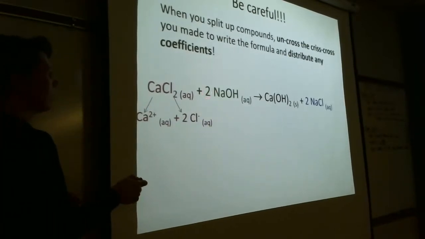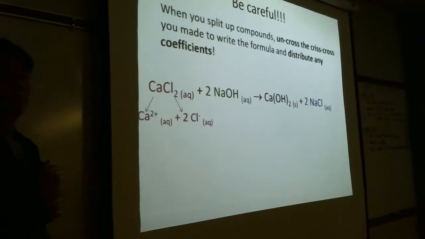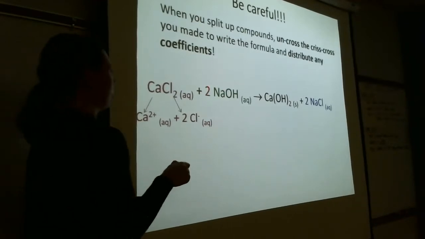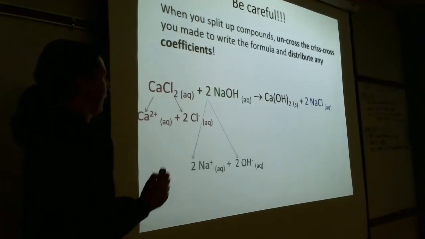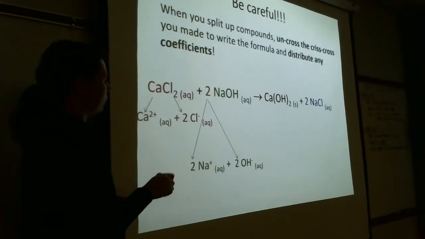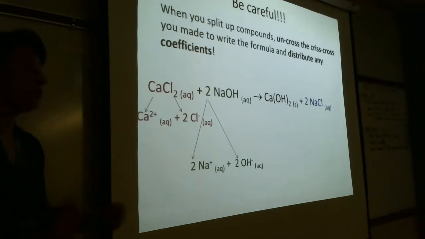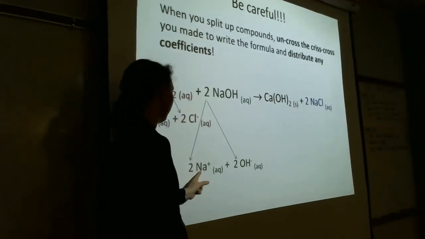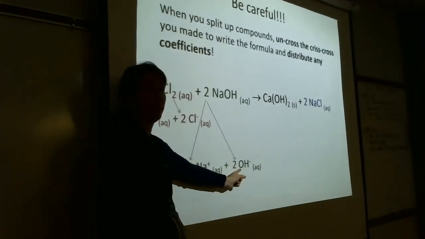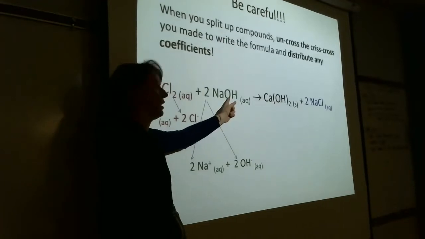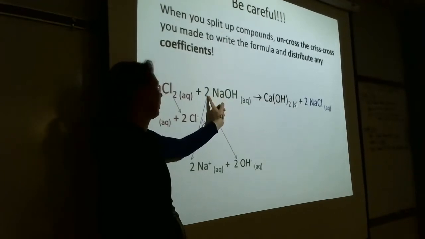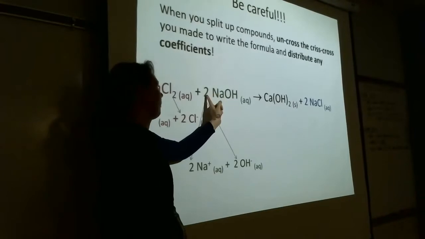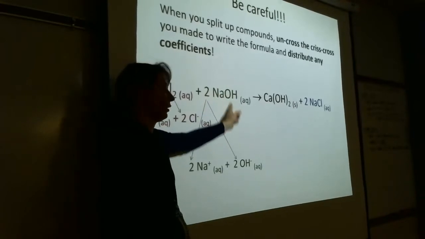What's going to happen when I get to this one? What am I going to do about this coefficient of 2? I have to distribute it, right? I've got to distribute it to the cation and the anion. So that's 2 Na+ and 2 OH−. A lot of students will distribute the 2 to the cation and they'll forget to do it to the anion, just because they see it second and they don't think about it. This one, it's right in front of your face, but they forget to distribute it to both.